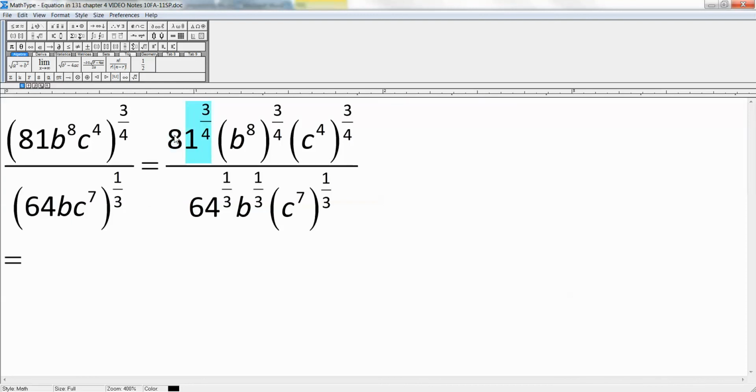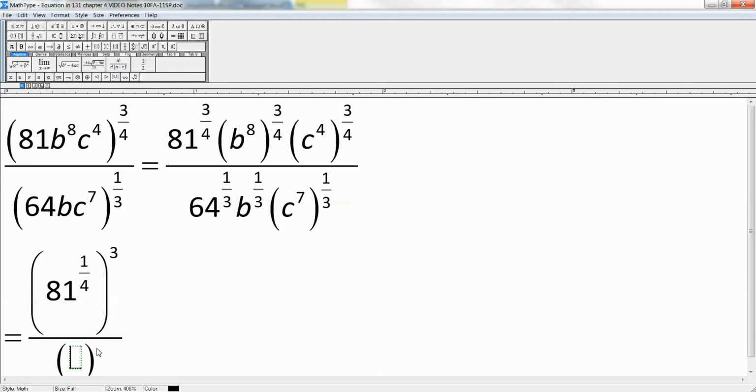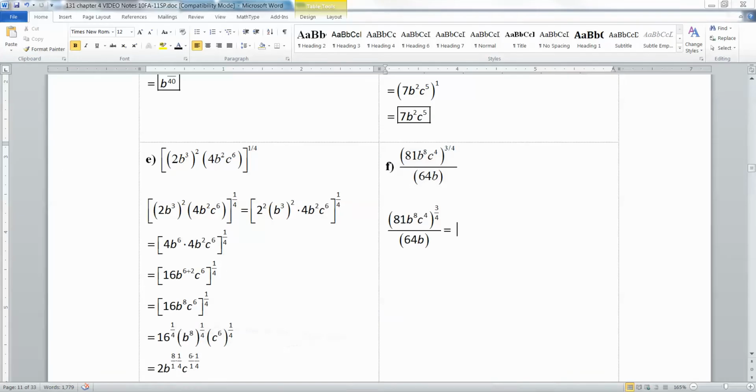So 81 to the 3/4, that's going to be 81 to the 1/4 to the 3, like that. And then the denominator, same token, it'll be 64 to the 1/3. We just know what that number is. That's 4. And again, I can just find that with my calculator.